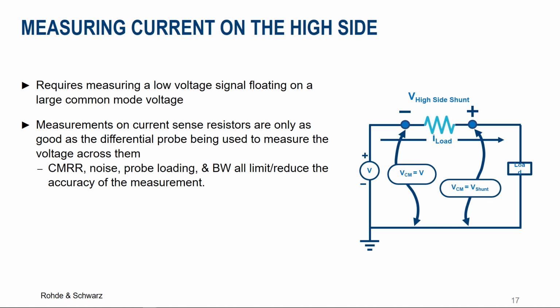However, the limitations of the sense resistor measurements become more evident on the high side at higher frequencies, where the probe loading starts to become more dominant on the circuit under test, and the common mode rejection ratio of the measurement system starts to decrease to a point where you can no longer determine what's the real signal across the sense resistor and what's the common mode error.